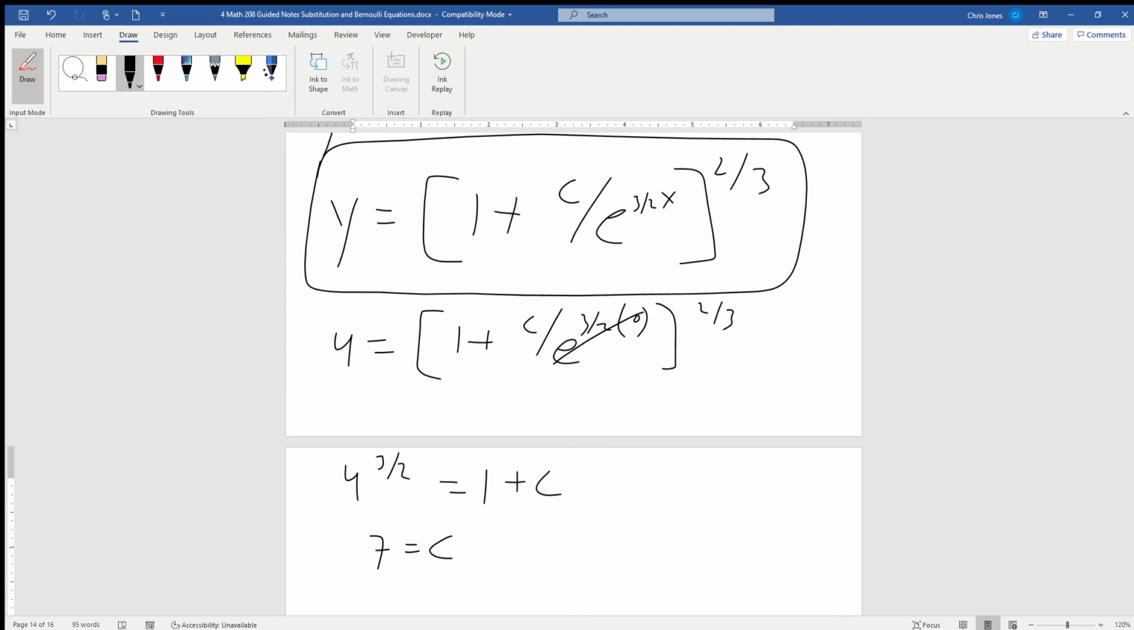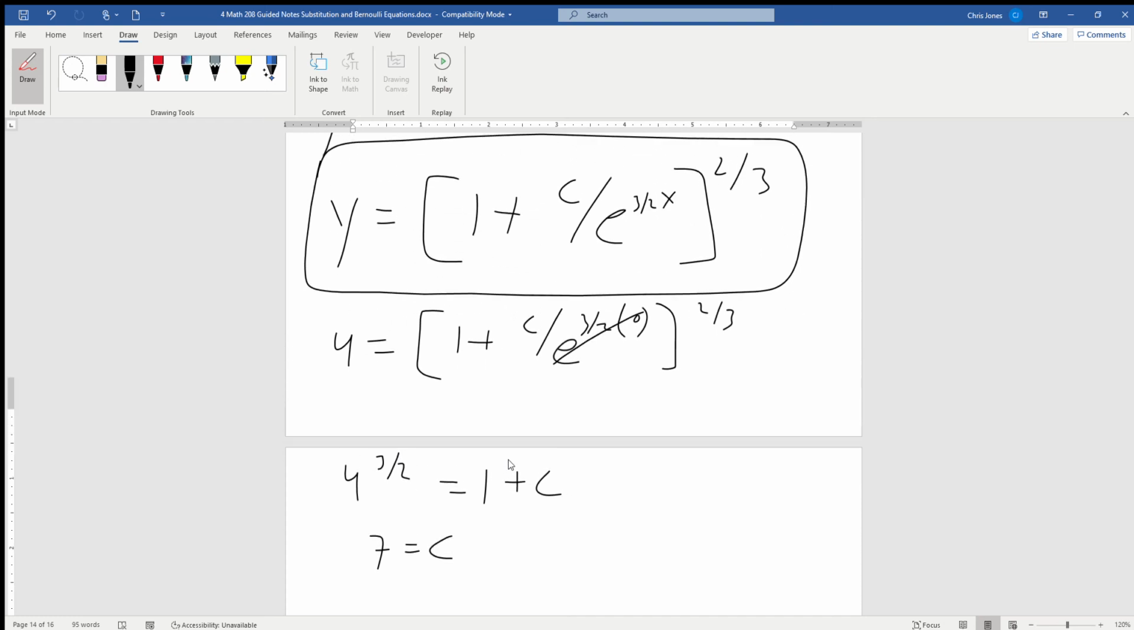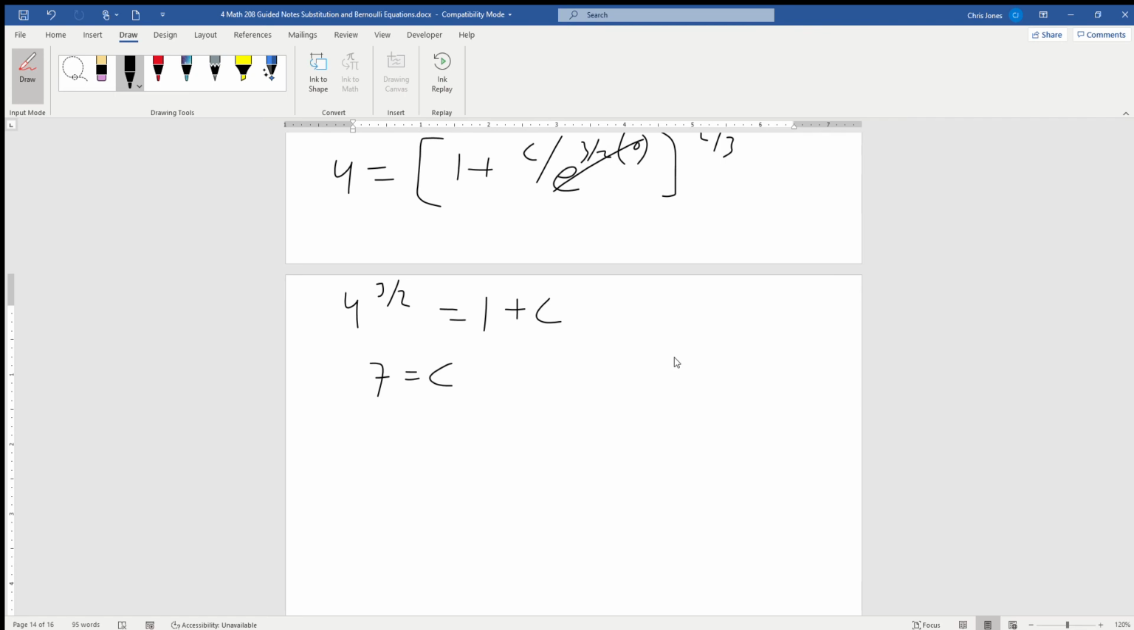All right. Certainly check that with your calculator just to verify. But square root of 4 is 2. 2 cubed is 8. 8 minus 1 is 7. And so our particular solution, we're just going to substitute for c all the way back up here. And so y is going to be equal to the quantity of 1 plus 7 over e to the 3 halves x to the 2/3 power.